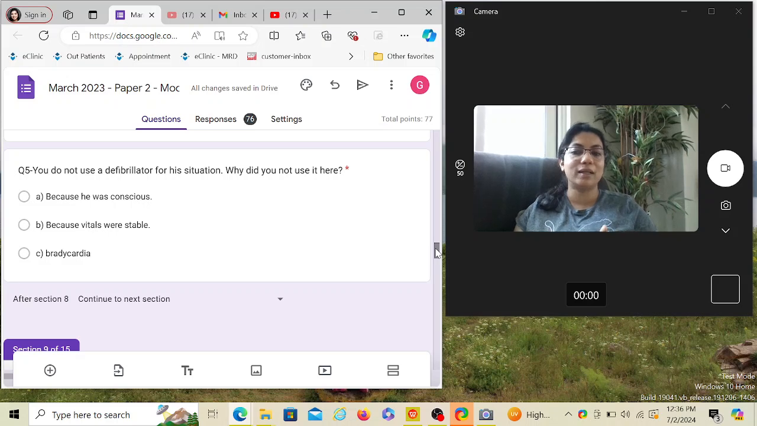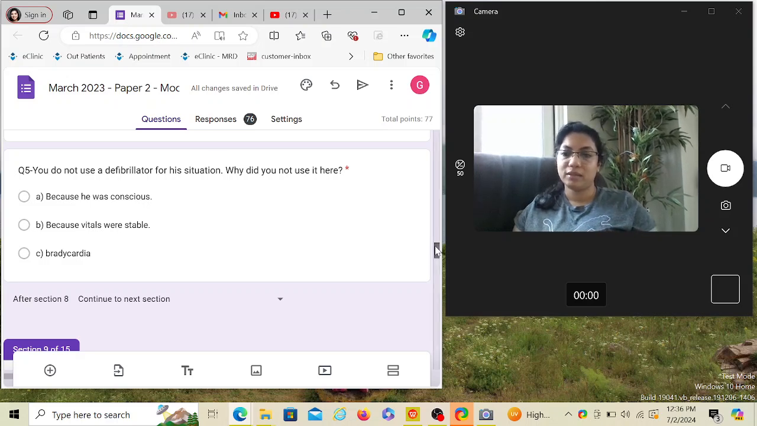Not because his vitals are stable or something. He's conscious, that means his heart is still beating, it's not stopped. If he collapses and then there is no pulse whatsoever, then you try to give the defib to start the electrical activity in the heart. I think I missed one question.